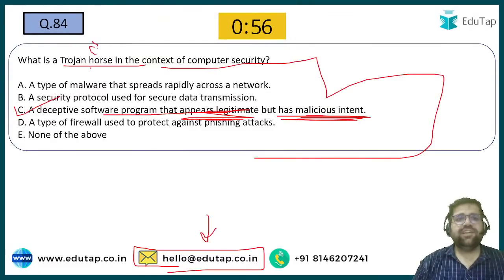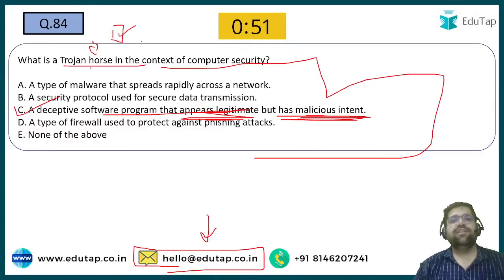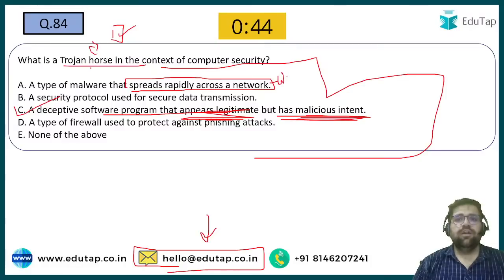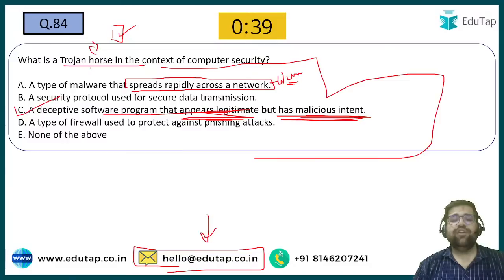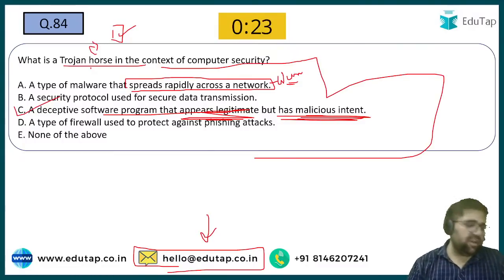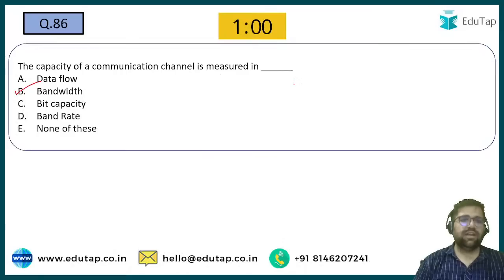Trojan horse, the main feature is that it will look friendly, but in reality that particular friendly is your enemy. So that is the main theme. Now, a malware which spreads rapidly across a network can be your worm as well. A worm is a kind of virus which will replicate itself very fast. But here the correct answer will be option C: you will trust that particular file as a friend, but once you download it, it is just your enemy. That is why Trojan horse was the correct answer.